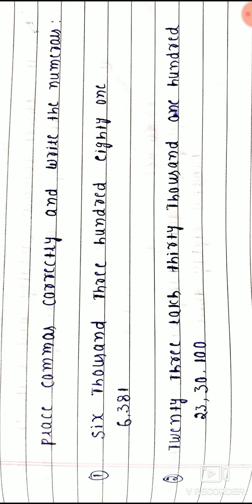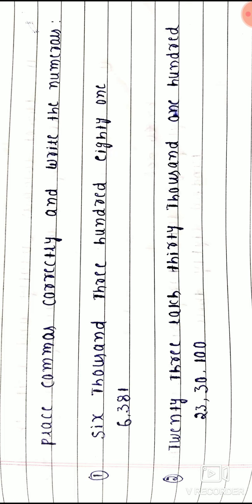23,30,100. So you have to check whether it belongs to Indian system of numeration or international system of numeration. Here in this problem it belongs to Indian system of numeration. So write it in the form of numerals. First, the first 3 digits belong to one group, and then every 2 digits belong to another group. So 100 is given.